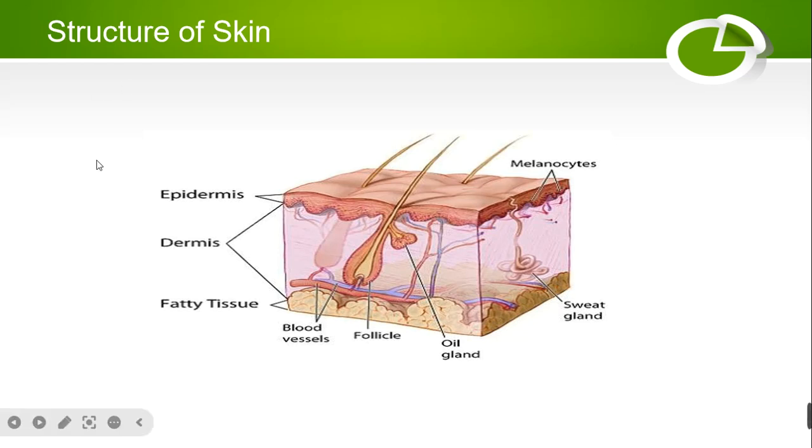Under the epidermis is the layer of dermis, and the dermis again consists of 2 layers which will be elaborated shortly, and below the dermis is the layer of fatty tissue known as the subcutaneous layer. In the dermis we can find blood vessels. Hair follicles are present in the dermis, and oil and sebaceous glands and sweat glands are also present within the dermis, whereas melanocytes are present in the upper layer of the epidermis.